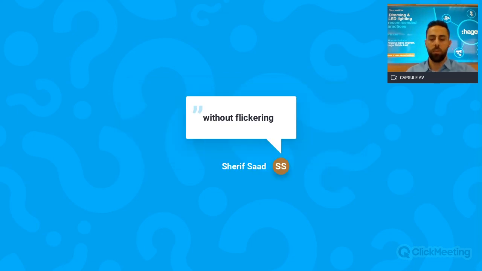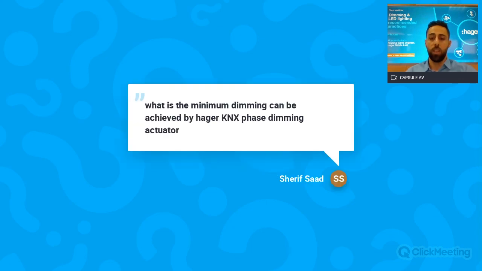Without flickering. Well, this comes to the LED. With Hager, in DALI and Sharif, in DALI, it's all the same. It's a DALI protocol. You can go down as much as you can. It depends on the response or reaction of your LED lighting. So in DALI, it's the same. In 1 to 10, it's the same. You go down. In phase dimming, you reduce.